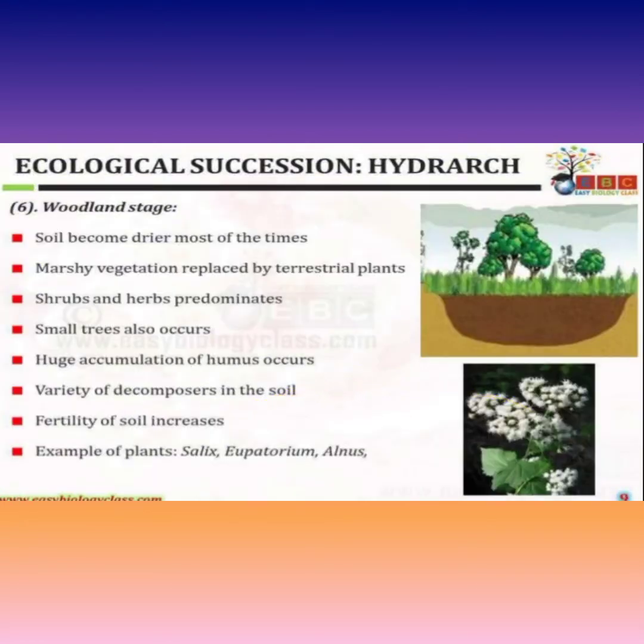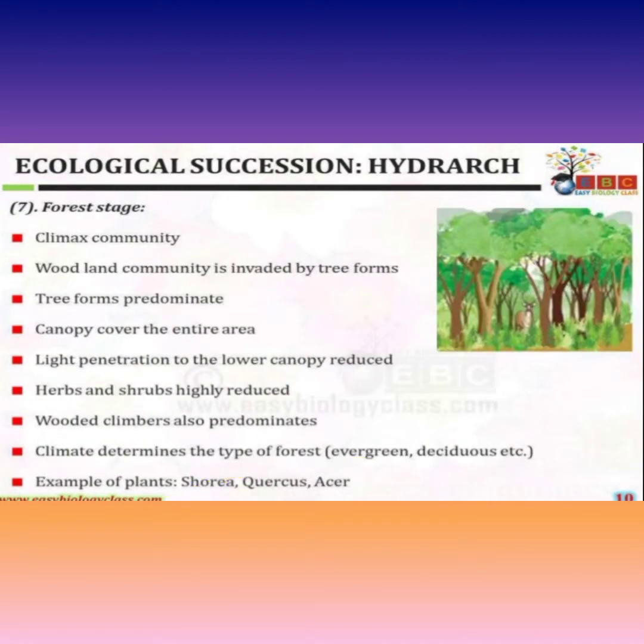Woodland stage. Soil becomes drier and most of the time marshy vegetation is replaced by terrestrial vegetation. Shrubs and herbs are predominant. Small trees also occur, and a huge accumulation of humus occurs. A variety of decomposers live in the soil, and fertility of soil increases. For example, Salix, Eupatorium and Alnus. Then the forest stage, also known as the climax community.